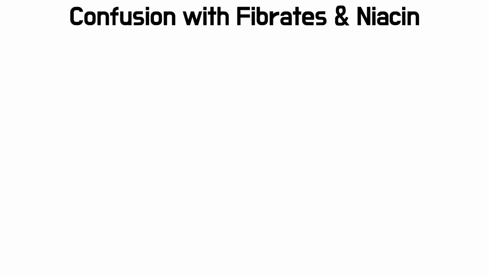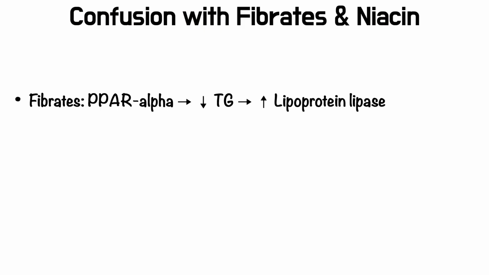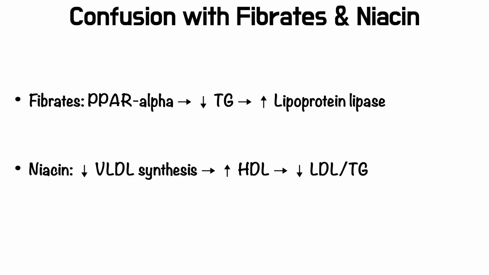So let's talk about fibrates and niacin. Fibrates act on PPAR alpha and decrease triglycerides by increasing lipoprotein lipase enzymes. Niacin decreases VLDL, that is, very low density lipoprotein synthesis, and increases HDL, thus decreasing LDL or TG. So this is how they function, unlike statins, right?